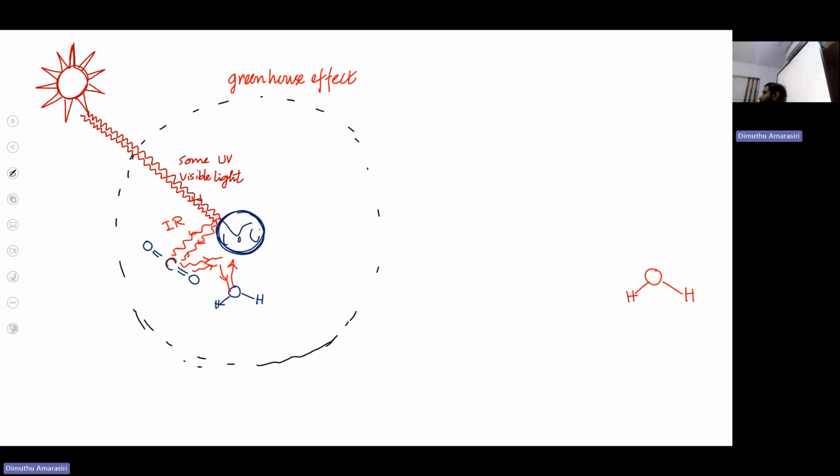Are there more steps in the greenhouse effect here? In terms of what? Steps. Visible light.